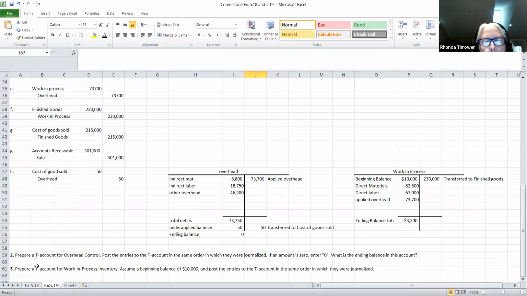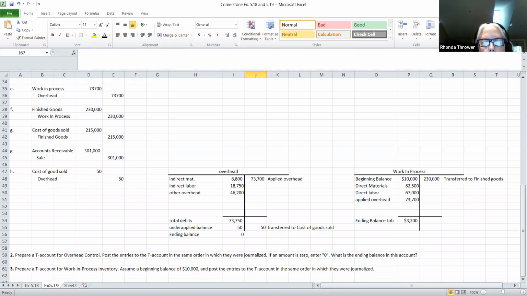Now in part 2, they ask you to prepare a T account for the overhead control, and that's what I did. They told you they wanted an ending balance of 0 because we're closing out the account, or they want to know what the ending balance is. 0 is the ending balance once it's been closed. In part 3, they want you to prepare a T account for the work in process inventory.